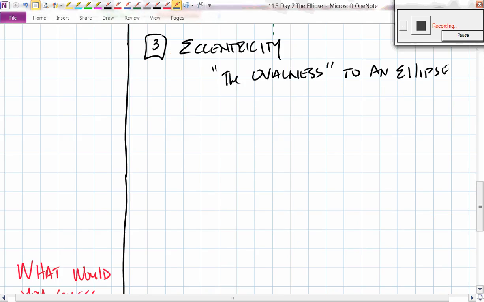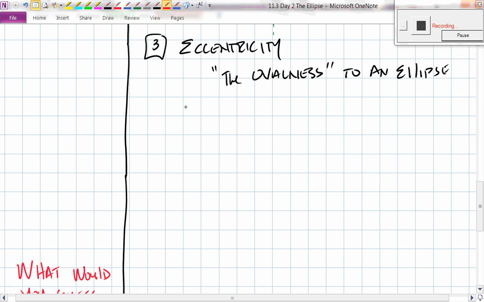Okay. The idea of eccentricity is the ovalness of the ellipse, okay? Some ellipses are really, really long and skinny. And then some ellipses are almost circles. So the range in between there is called eccentricity. We can talk about the eccentricity of an ellipse. So it turns out the eccentricity is nothing more than an inequality.